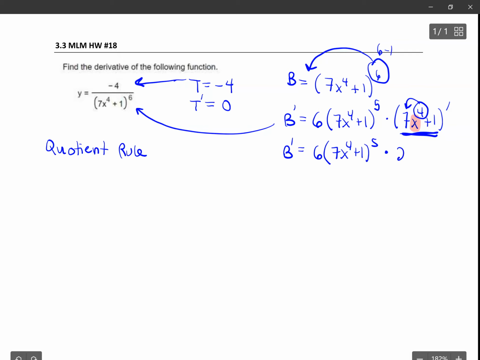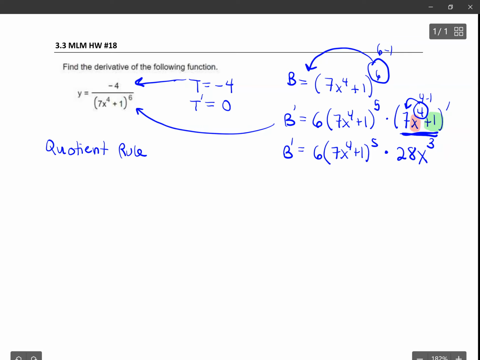So 7 times 4 is 28. I rewrite the base exactly as I see it, and I decrease that exponent by 1. You can tack on the derivative of the base if you want, but that's just 1, so you don't need to. And then we have a +1 there, which is a constant, so technically the derivative of that would be 0, but again, we don't need to write that.